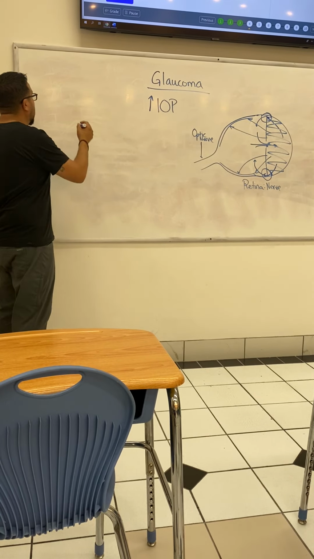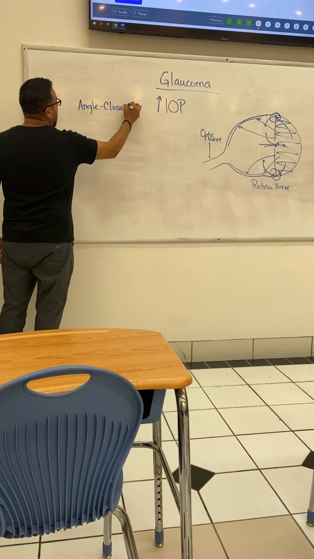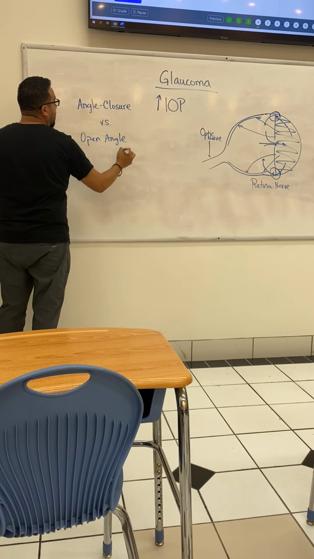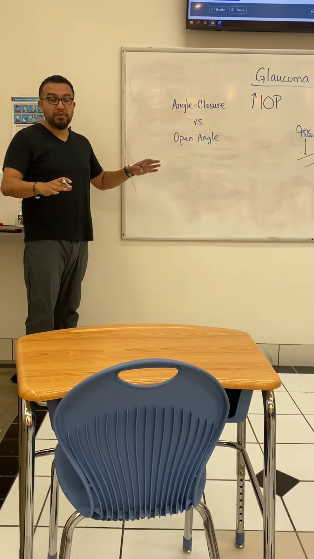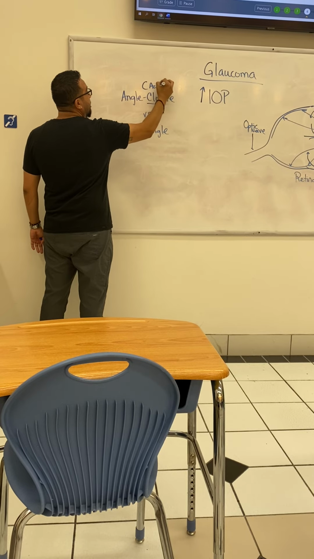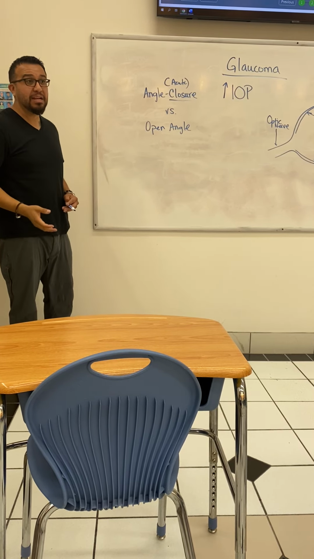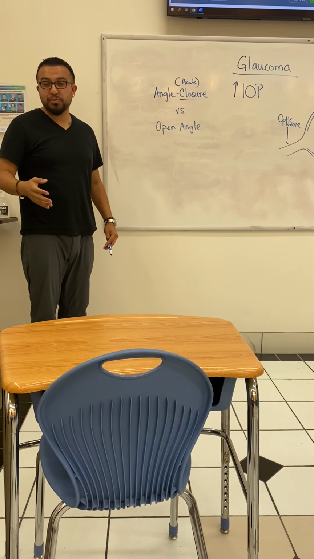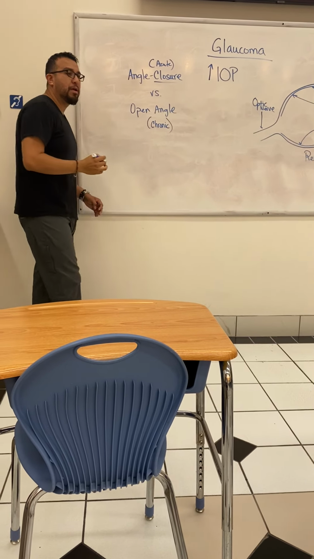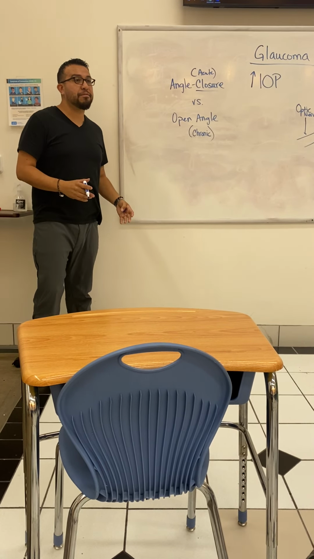You have two types. You have angle closure, and you have open angle glaucoma. I need you guys to associate the first basic elements. Angle closure is acute. It happens suddenly. That pressure builds up really fast. It causes a lot of pain, a lot of visual issues, balance issues. And then you have open angle. This is more chronic. Okay? Open angle, angle closure. Acute, chronic. You guys have to know that first.